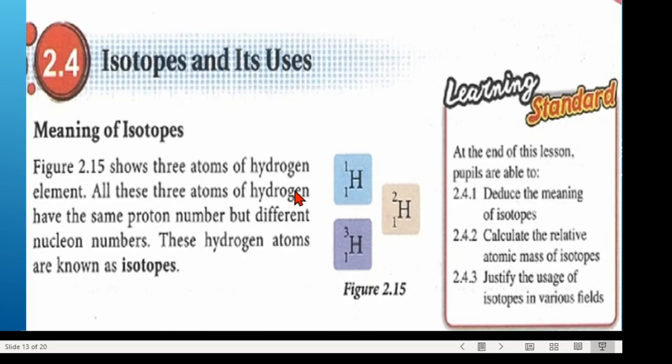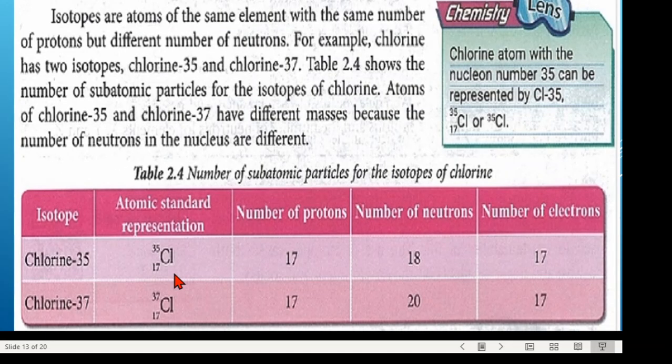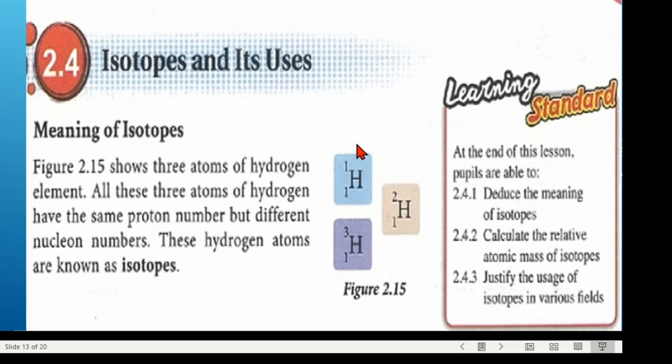So all these 3 atoms of hydrogen have the same number of proton. 1, 1, 1. But different nuclear number. 1, 2, 3. So inilah yang kita panggil sebagai isotopes. These hydrogen atoms are known as isotopes. Okay. So isotopes are atoms of the same element with the same number of protons but different number of neutrons. Ataupun isotopes are atom of the same element with the same proton number but different nucleon number. Pun boleh juga.